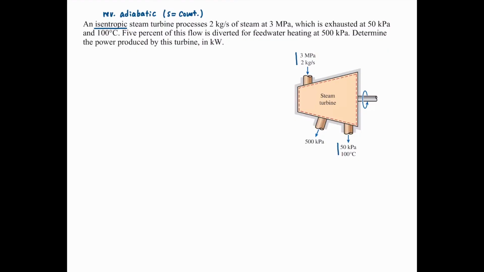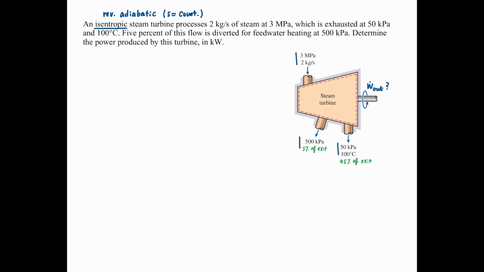5% of this flow is diverted for feedwater heating at 500 kilopascal. So I see that 5% of the exit comes in this direction for feedwater heating, and the remaining, or 95% of exit, goes in the other direction. Determine the power produced by this turbine in kilowatt. So we are interested in W dot out.